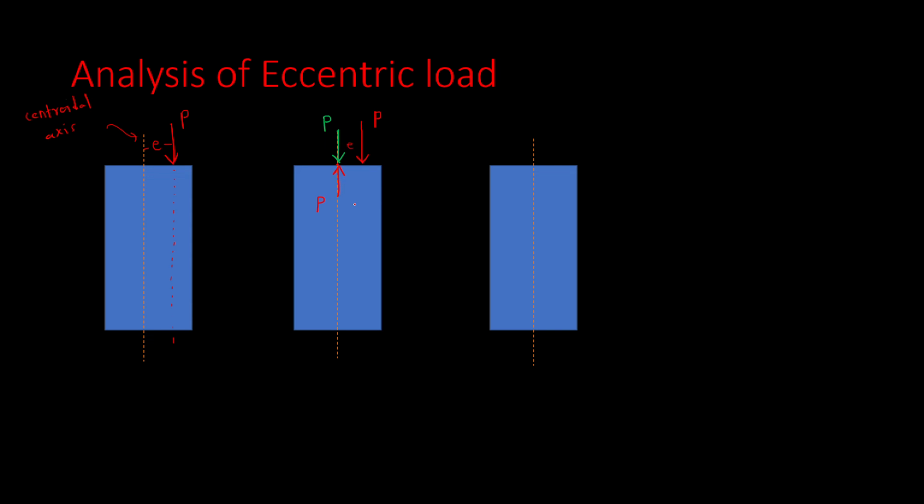Now if you zoom in and draw it separately, you can see that there is one force which is P, another force here which is P, and the distance between the two forces is e. Now this is a couple. So what is the couple equivalent moment here? The value of the moment is P into e, and for the direction, you put your finger here and try to rotate this. It will rotate like this, and this is a clockwise direction.